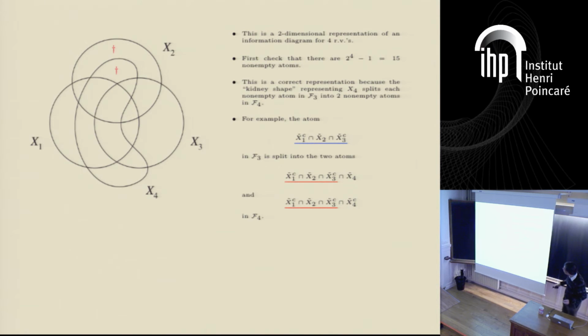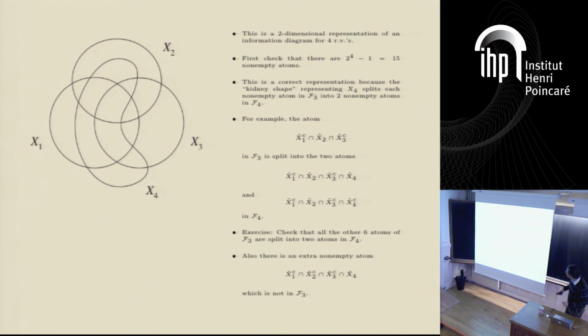And then there is also the extra atom, which is only in x4 but not in the other set variables. So this is a valid representation, and it can be better visualized than doing it in 3 dimensions.